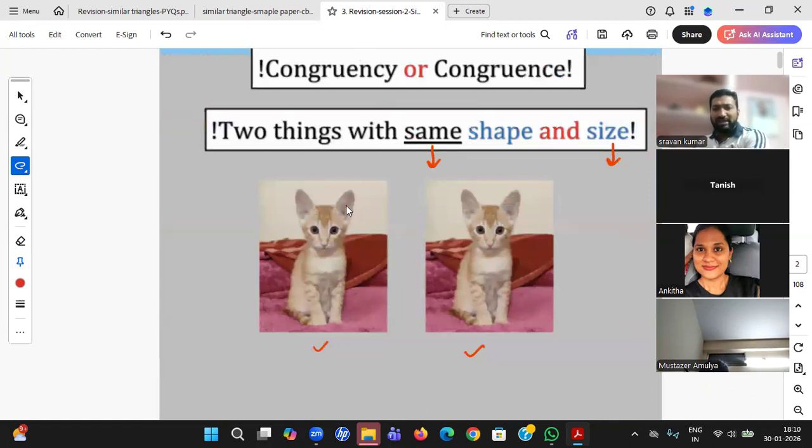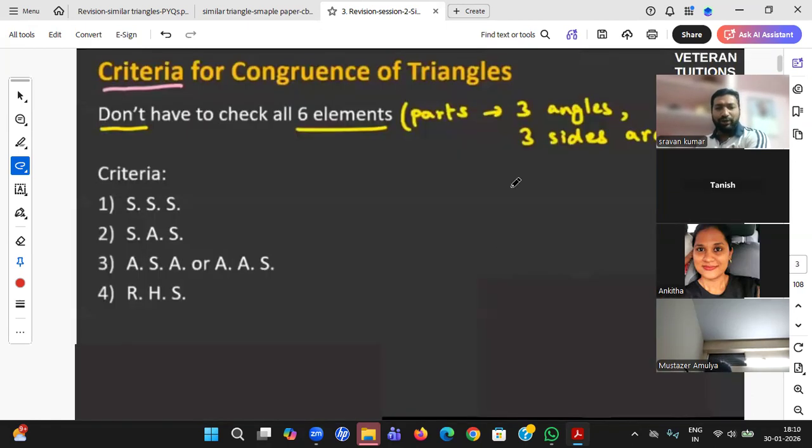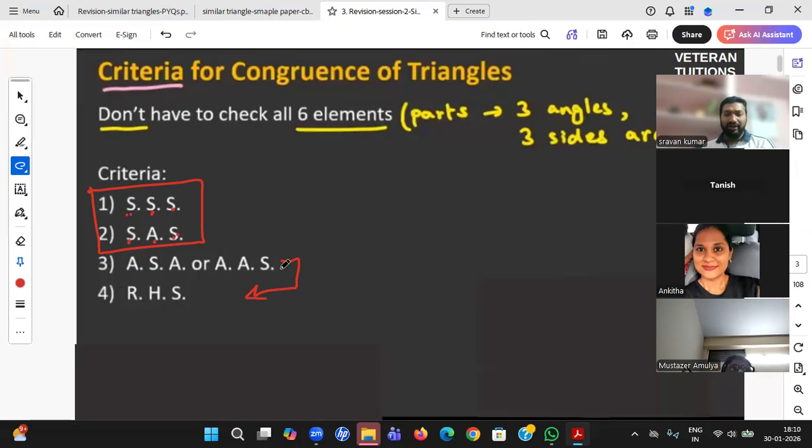Congruency is only same shape and size. You need to check these six elements, but if you check three, that's more than enough. These two things are the same for similarity and congruency, but here it is side, side, side; in similarity, it is sides ratio, sides ratio, sides ratio. Here it is side, angle, side; in similarity, it is sides ratio, angle, sides ratio. Definitely these two are totally different.